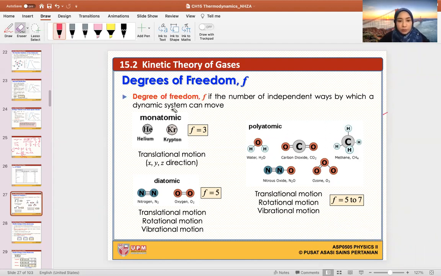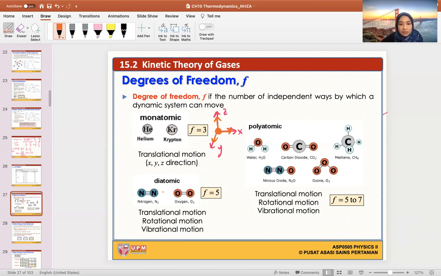Okay. So we have it here. Why did I draw it? So monatomic helium, krypton, the F is equal to 3. Why is F equal to 3? Because it can move either in the X direction, in the Z direction, or in the Y direction. So that is why it has 3 degrees of freedom. So your molecule here, I will label this as orange. It can move here, can move here, can move here. So for a gas that is made out of a single atom, it can move in 3 degrees.